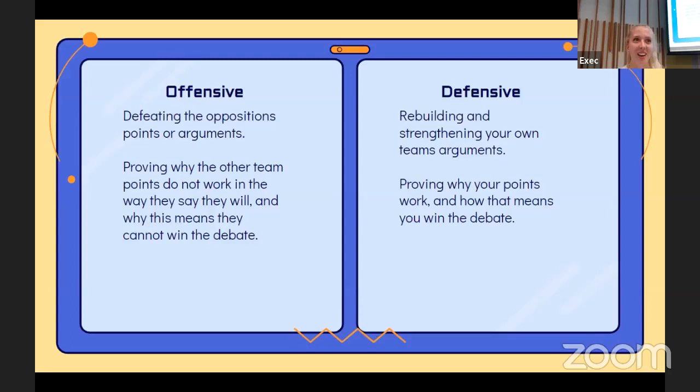So you're trying to attack the other team, you're trying to attack their arguments. So obviously you do want to defeat the opposition's points or arguments and prove why the other team's points don't work in the way that they say they will, but you always want to remember there's two sides to the debating coin. You want to defend your own case at the same time. So make sure you're also rebuilding and strengthening your own arguments at the same time as you're trying to tear down the other team's arguments. So you should be proving why your points work and how that means you win the debate. We'll walk through in more detail what that means for the rest of debating in context.